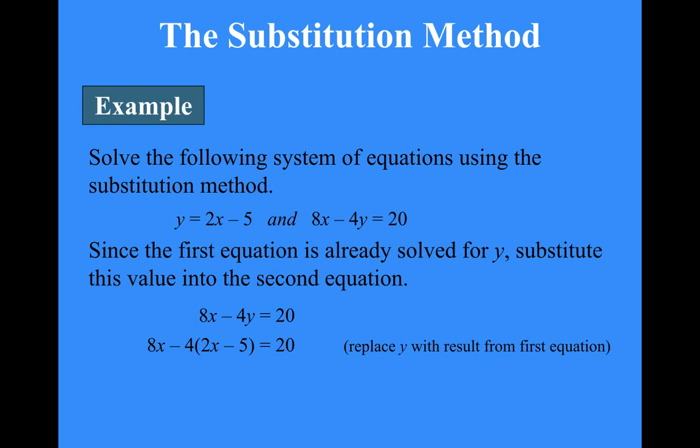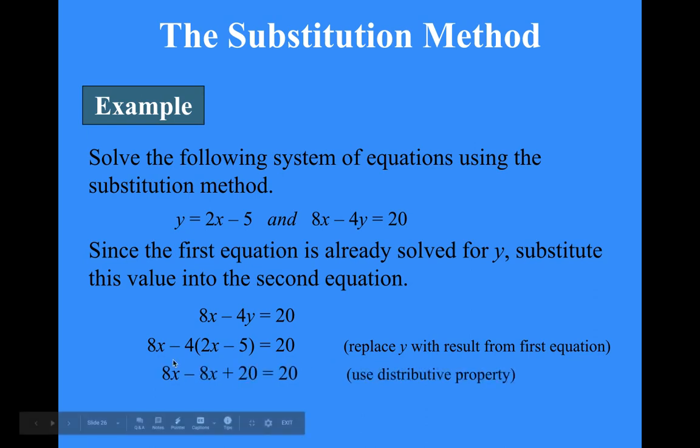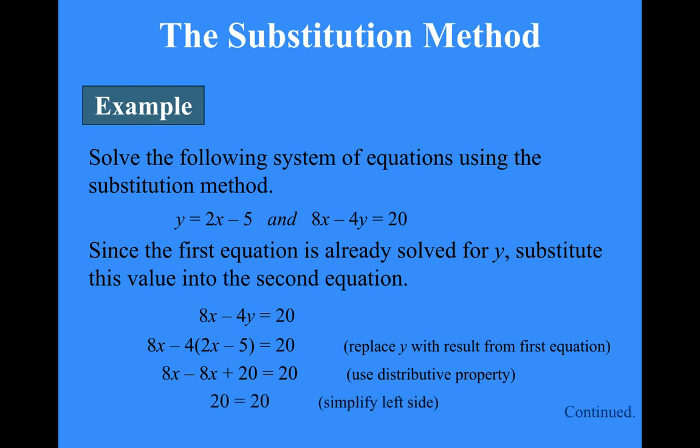Next, I'm going to solve for x. Everything's in terms of x. I got rid of the y. When you have one variable, you can solve the equation. So we're going to do that. We distribute. I multiply negative 4 times 2. I get negative 8. Negative 4 times negative 5 gives me positive 20. And I now have the equation 8x minus 8x plus 20 equals 20. What's going to happen here? Well, 8x minus 8x gives me 0, and 20 equals 20.